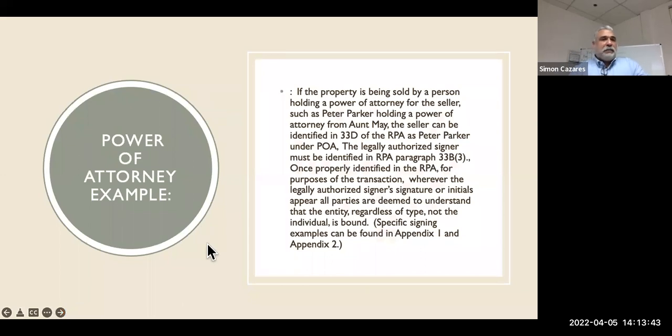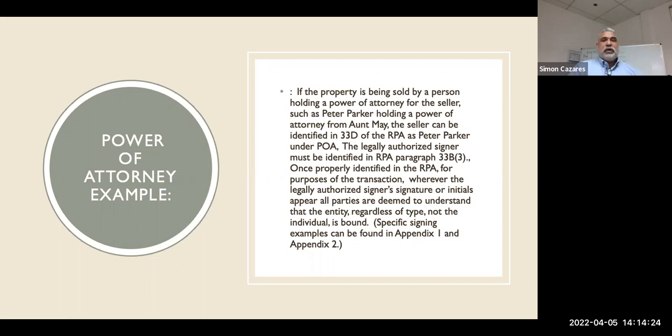Now, let's talk a little bit about power of attorney as an example. If the property is being sold by a person holding power of attorney for the seller, such as Peter Parker holding a power of attorney from Aunt May, the seller can be identified in 33D of the RPA as Peter Parker under POA. As an example, if I am authorized on behalf of the individual that is incapable of facilitating the documentation, then I would say it's Max Ride, POA.